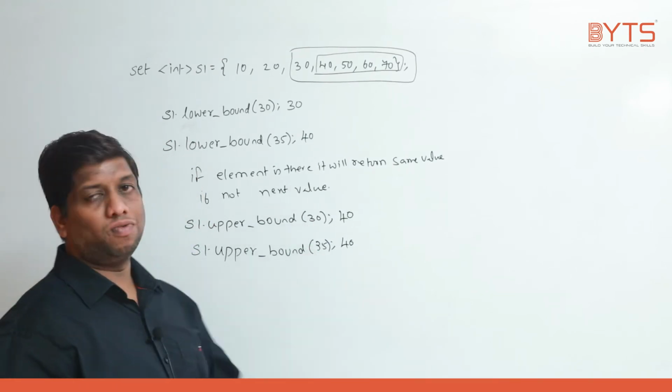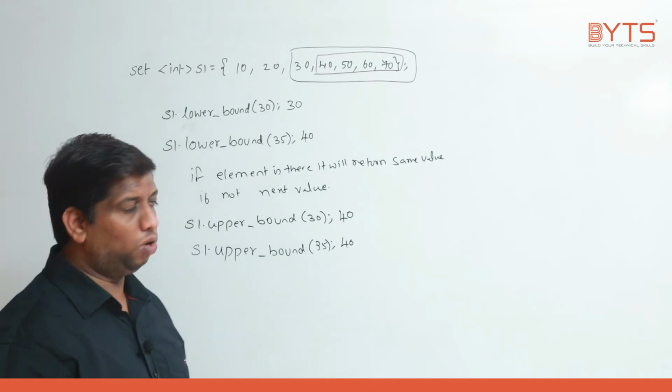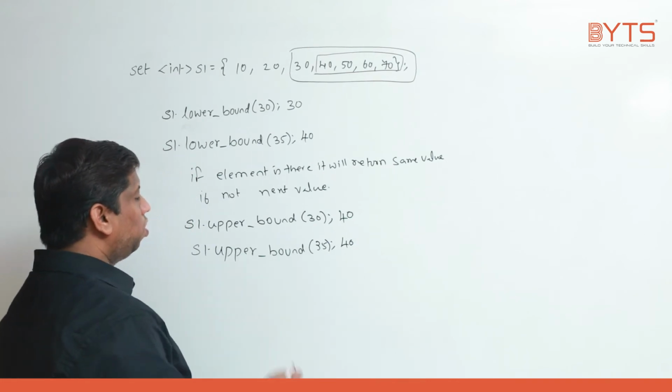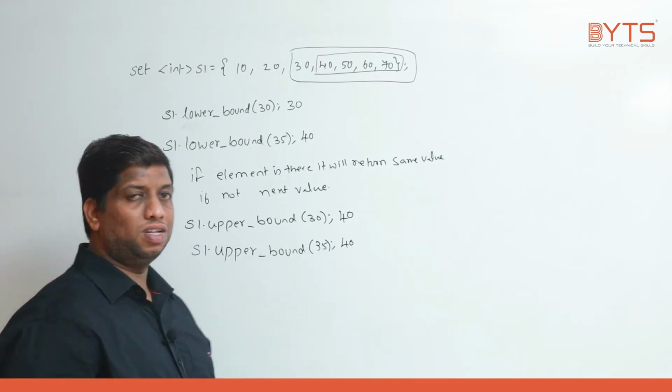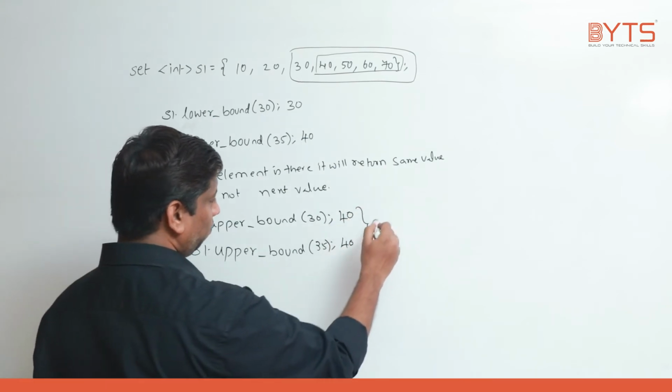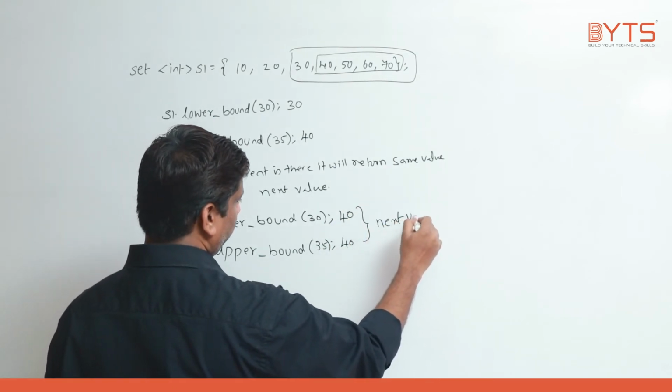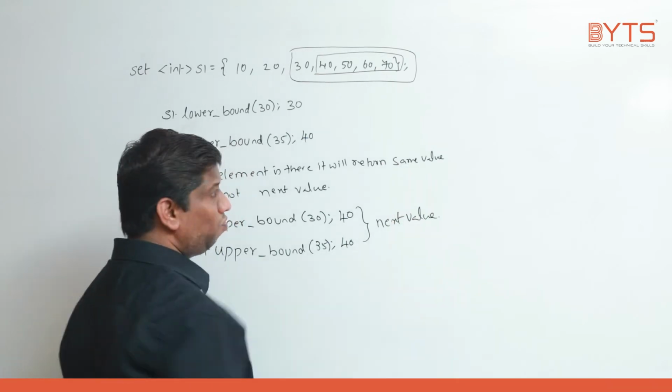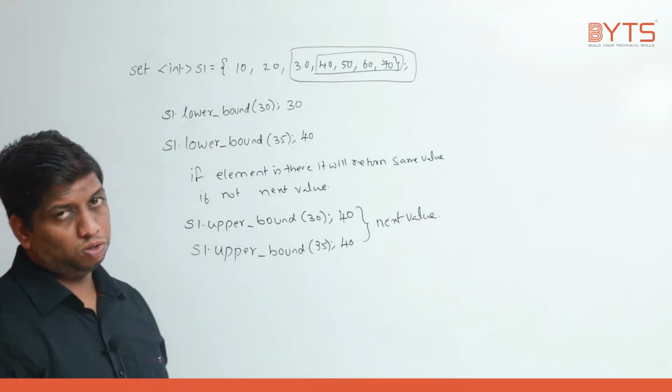See, lower bound will always return the same value or greater than or equal to. But upper bound will always return what value? The next value, right? Upper bound will always return the next value.